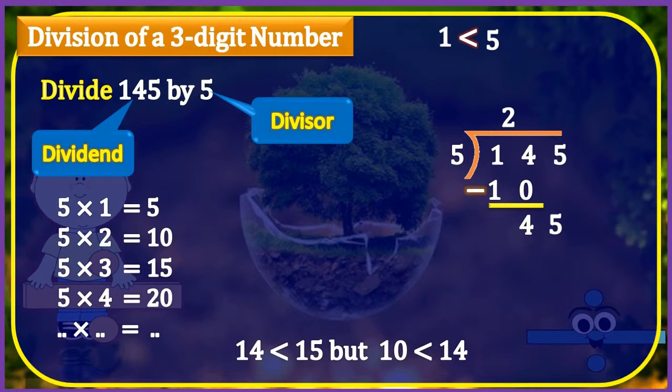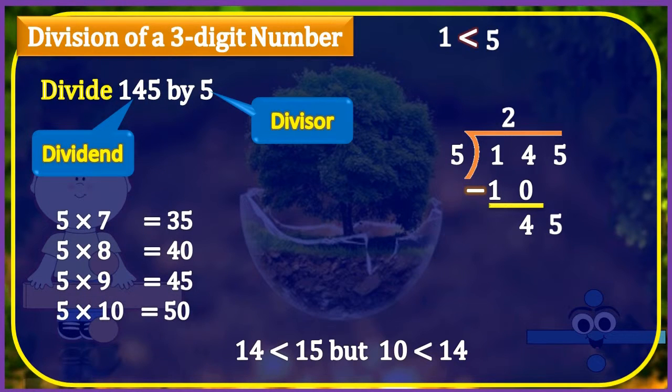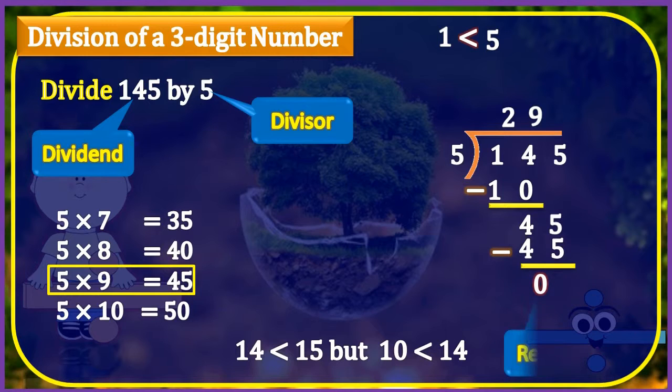Now, we will check from the table that 5 into 9 is 45. Then we will write 9 in the quotient and 45 below the 45. And subtracting 45 by 45, we get 0. That is the remainder. Here, the quotient is 29 and the remainder is 0.